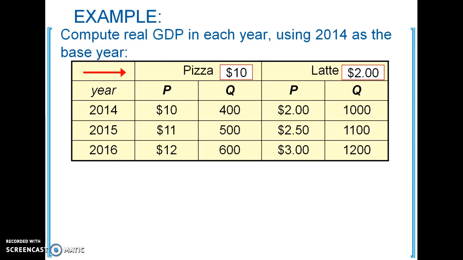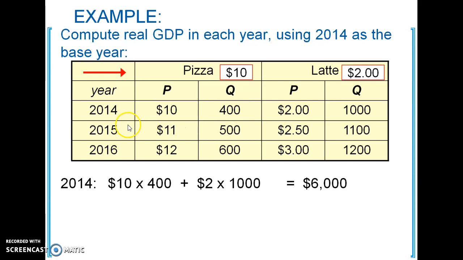So let's do the real GDP for 2014. It'll be the base year price of the pizza, which is 10 times 400. So that's still 4,000. And then $2 for the latte times 1,000 gives you 2,000. The base year's GDP for real GDP is 6,000, just like the nominal GDP. The only reason it's the same is that the prices are the same in the base year as they were for the nominal calculation we did previously for 2014.